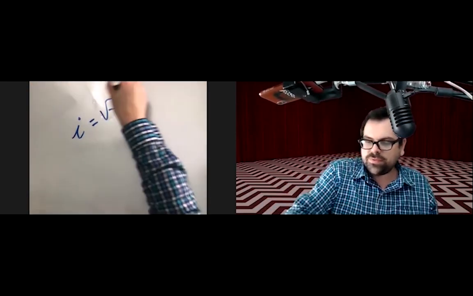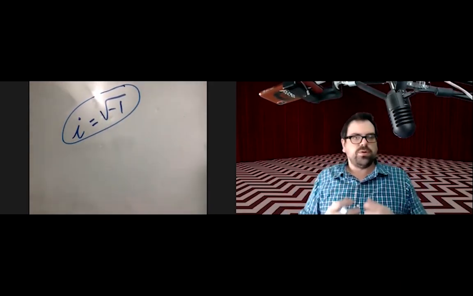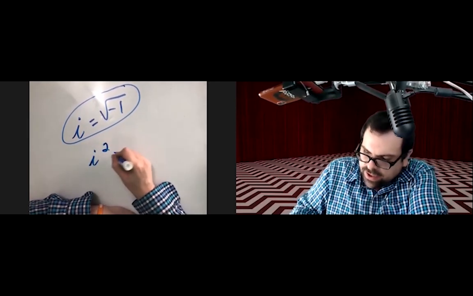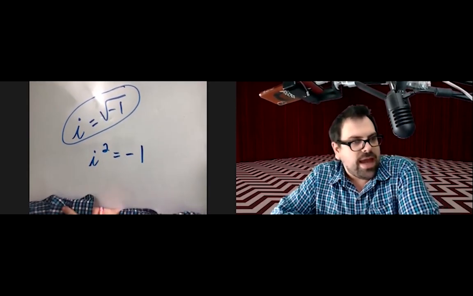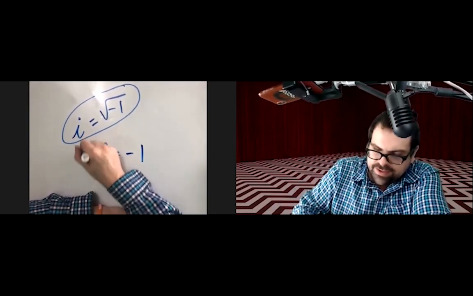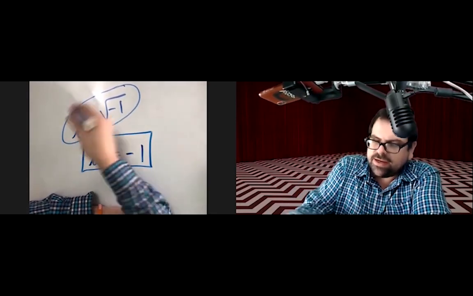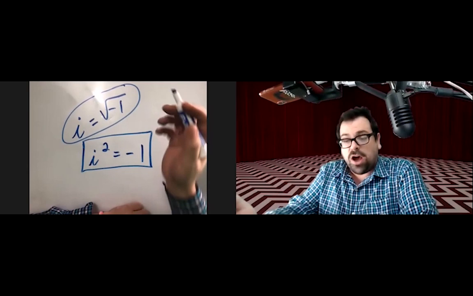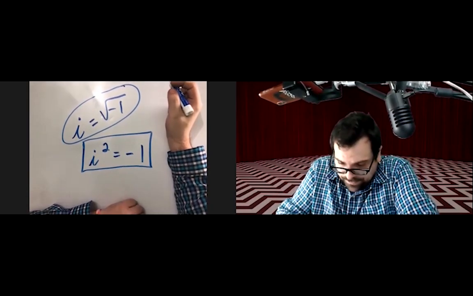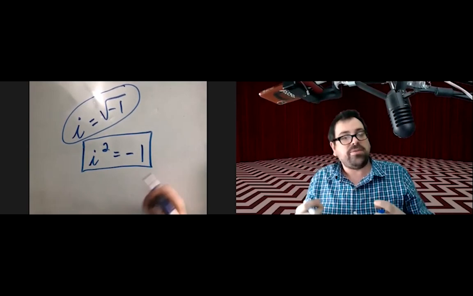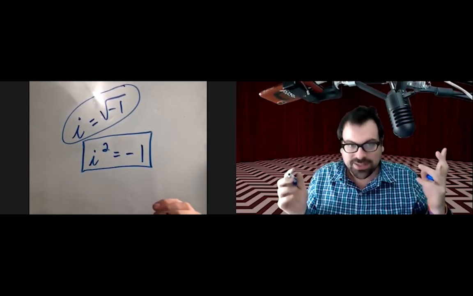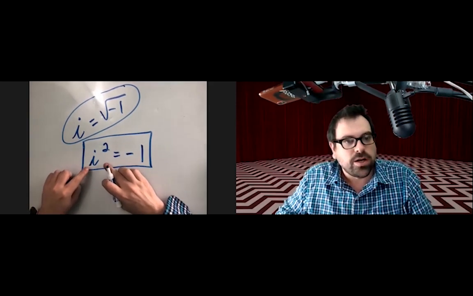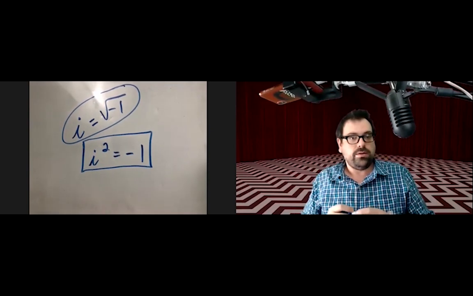And from this rule, i equals the square root of negative 1, comes this masterpiece here: i squared is negative 1. And this rule is just as important as i equals the square root of negative 1, if not more so. Because as we're going to be doing our math with i's, are you excited yet? Whenever we see an i squared, we're going to replace it with a negative 1.